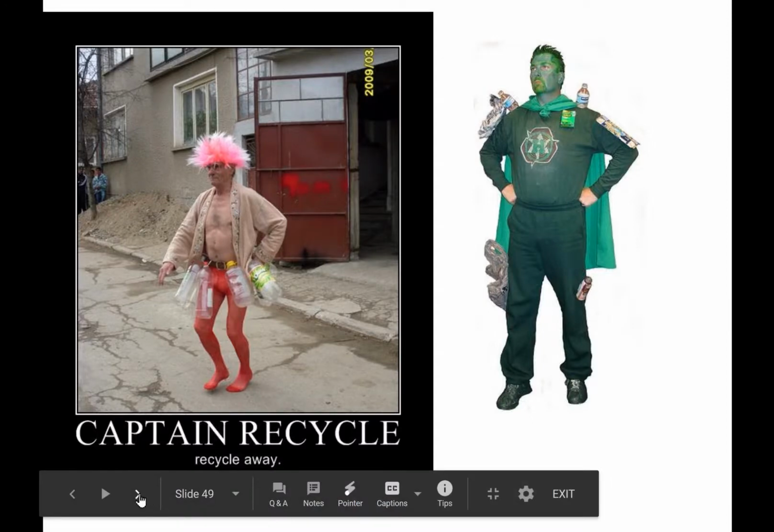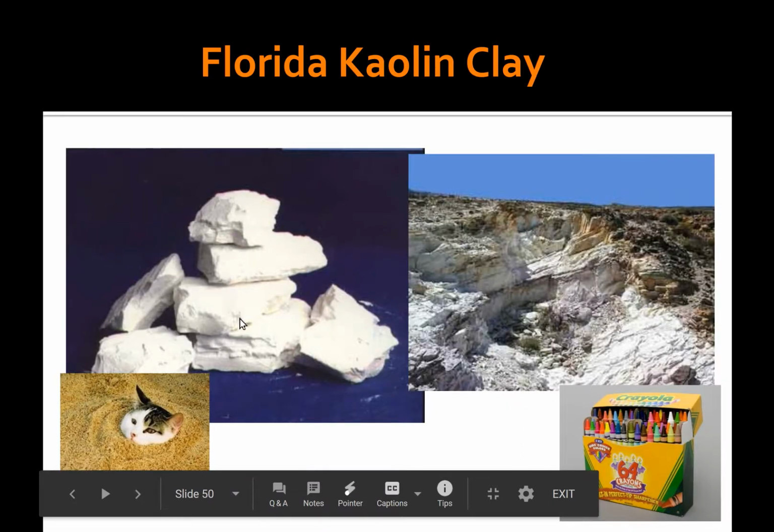The recycling effort of the 1980s, which had mixed effects. We talked about kaolin clay, this type of clay that literally is used in Crayolas and also in kitty litter. Kaolin clay is very oily, if you will.